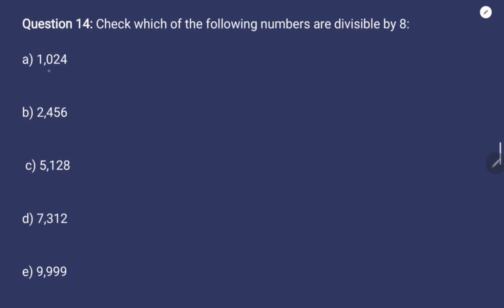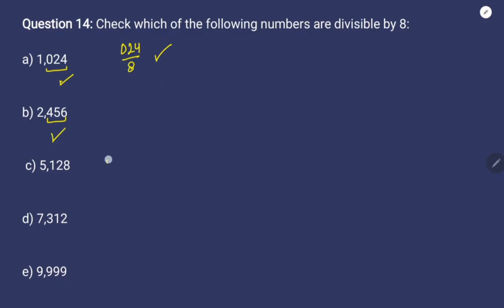Suppose I have this number 1024. I will check 024. Is it divisible by 8? Yes. So we will say yes here. I will check 456. Is it divisible by 8? 8 5s are 40 and 8 7s are 56. So yes.